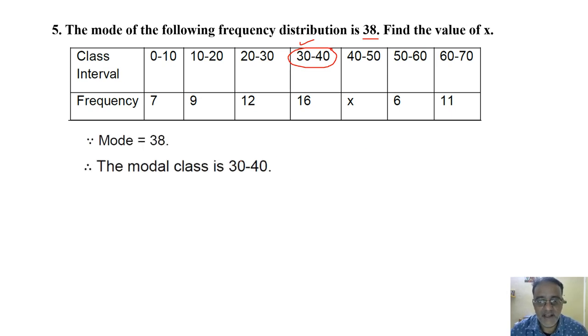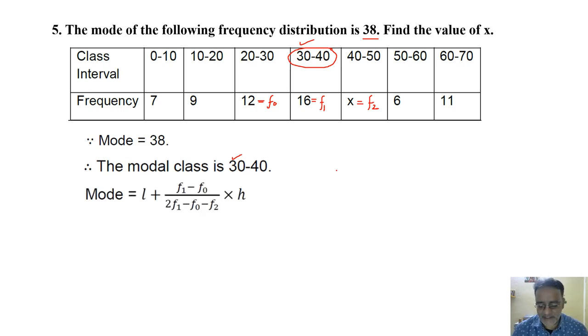So here L is 30, right? And F1 is 16, and this is F2, and isse pehle wala F0. And what is the value of H? 10. Right. So this is the mode formula. Now we are going to substitute all the values. So F1 minus F0, that is 16 minus 12.